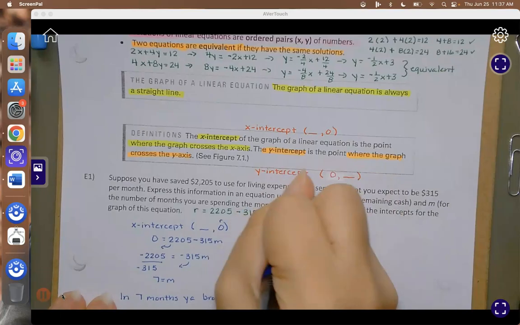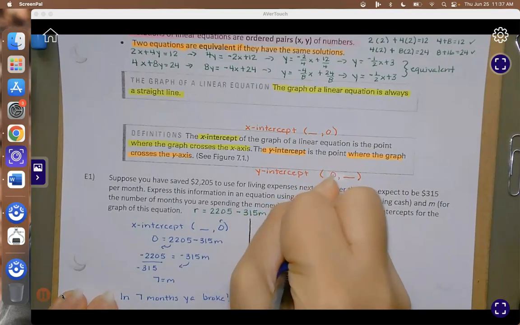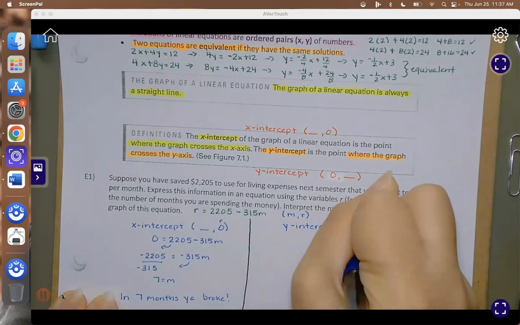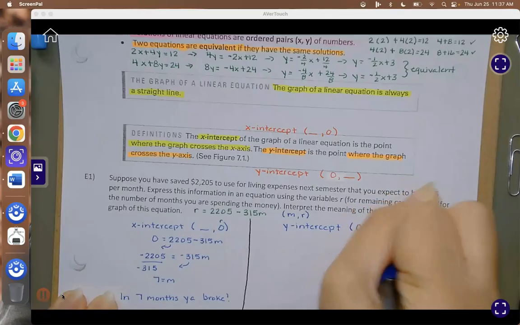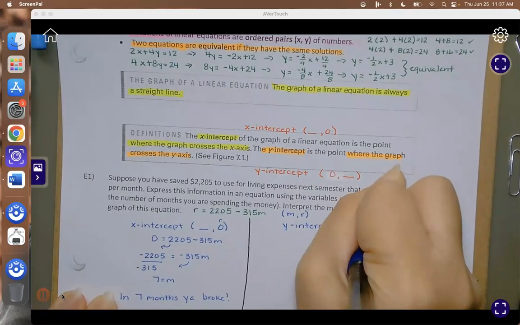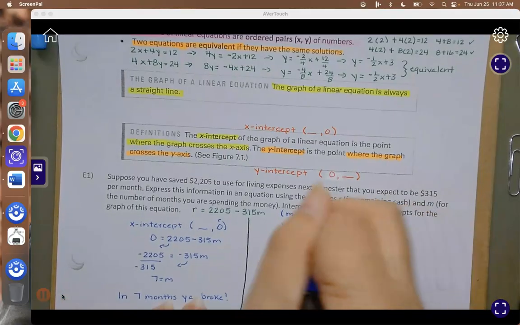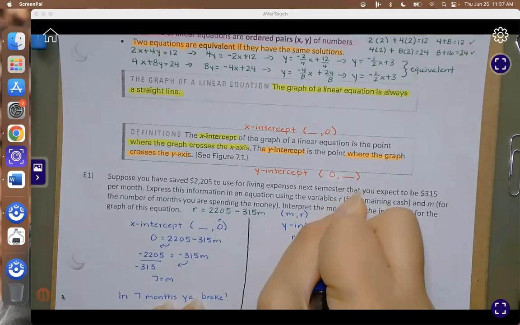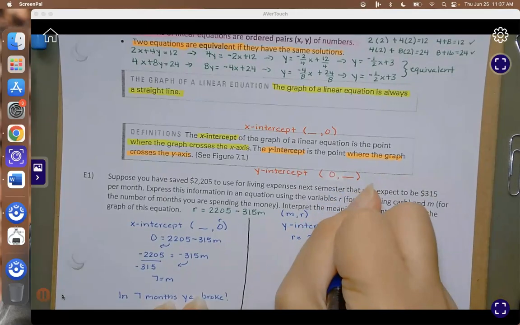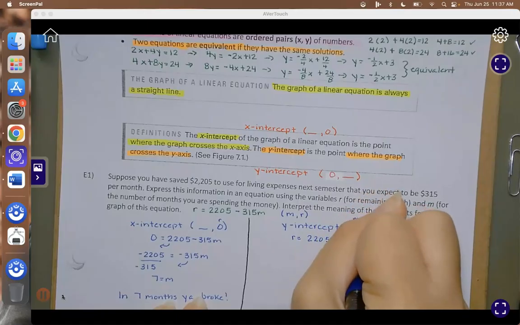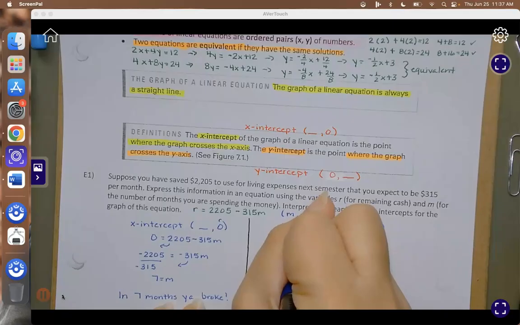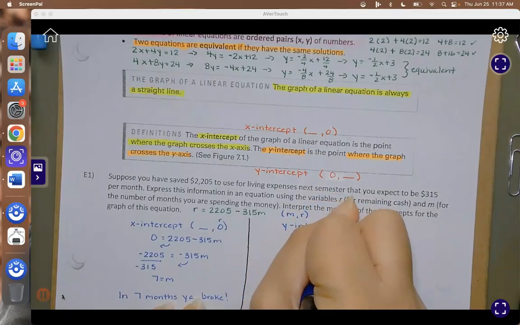Alright, y-intercept. To find the y-intercept, our x is 0. So that means that our m is 0. Okay, so this time we have r equals 2,205 minus 315 times 0. So that means the month is 0. So what does that mean? That means how much money you have at the beginning.